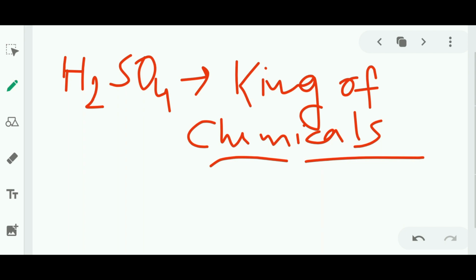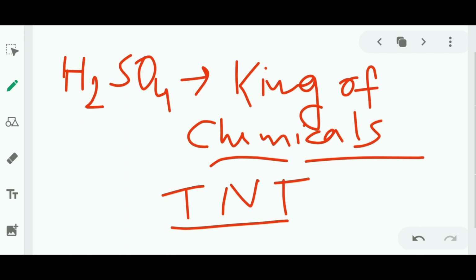It is used to manufacture different kinds of fertilizers like superphosphate of lime or ammonium sulfate, and in the explosive TNT, trinitrotoluene, H2SO4 is needed in its preparation. In the petroleum refining industry, sulfuric acid removes sulfur compounds from gasoline and kerosene. In pickling of steel, that is cleaning metal surfaces before coating them with tin or enamel, we use H2SO4 to clean those surfaces.